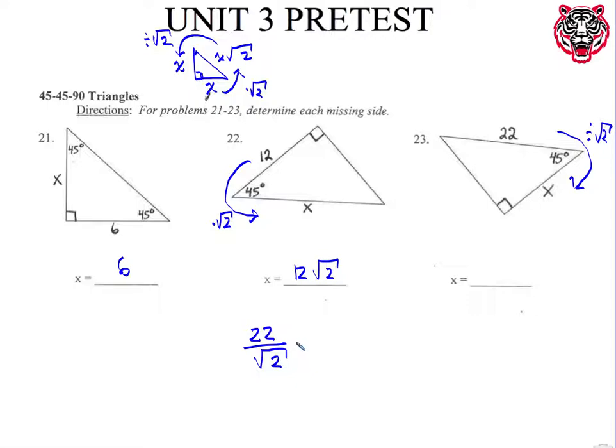22 divided by square root of 2. This has been messed up quite a few times by a lot of people. I need to multiply the top and bottom by what number? Shout it out. Yeah, square root of 2. That will get rid of the radical in the denominator. I'm going to pause here. Make sure everyone gets caught up to this point so they can think about the problem.